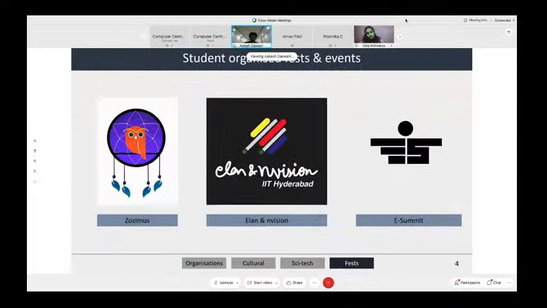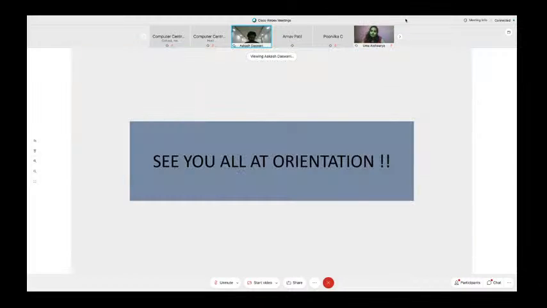We have got many fests and events organized by the students. Zosimus, the Literary Fest of IIT Hyderabad, Elan and Envision, which is the Techno-Cultural Fest of IIT Hyderabad, and eSummit, which is a place where all investors come together and share their experience about Indian and global markets. So you get to know a lot about it. So I would request you all to attend these orientations and get acquainted with each and every aspect of IIT Hyderabad, so you can curate your experience in the 4 years and grow as much as possible.